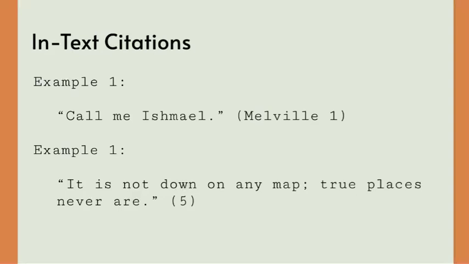If you're quoting the same source again, which I have in the next example, I actually have it labeled here as example 1 twice when it's example 2, I've just realized. But the second example is a line from a couple of pages later: "is not down on any map; true places never are." If you're writing that within the same paragraph, you don't have to repeat the author's name because you're consistently quoting from them. We know you're still talking about Melville. So hopefully that makes sense.